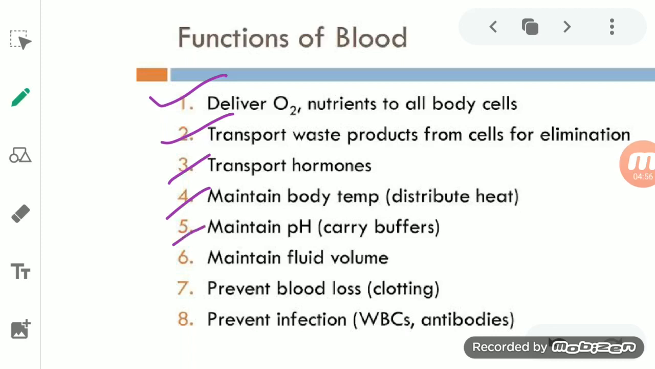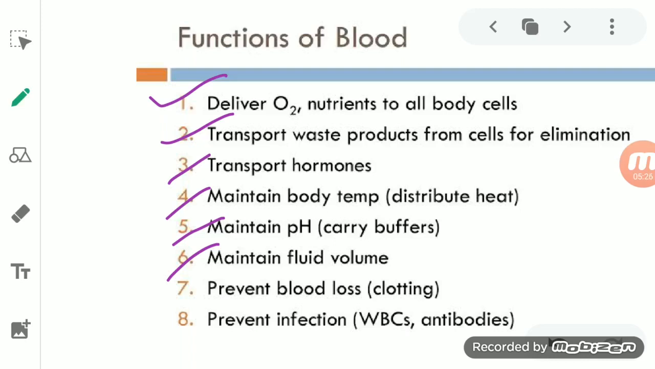By this it can maintain the pH of the body also. It carries the buffer, so it helps in maintaining the pH. It maintains the fluid volume. As you know, blood platelets are present in the blood, and they disintegrate at the site of injury and help in clotting of the blood. So it plays a very important role.